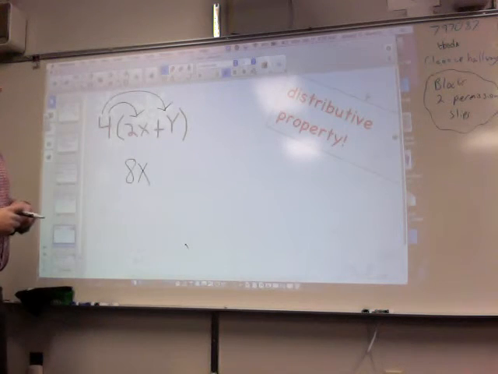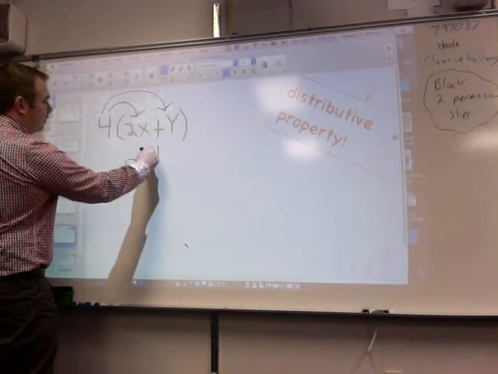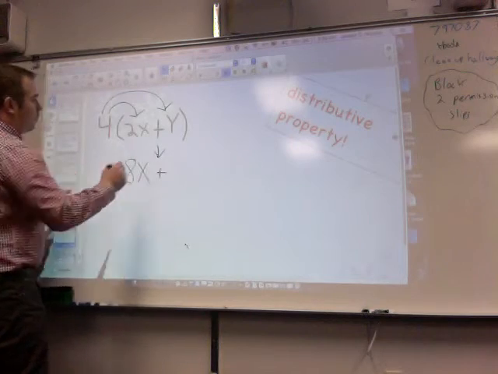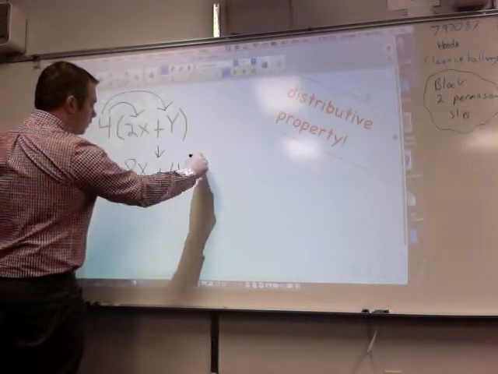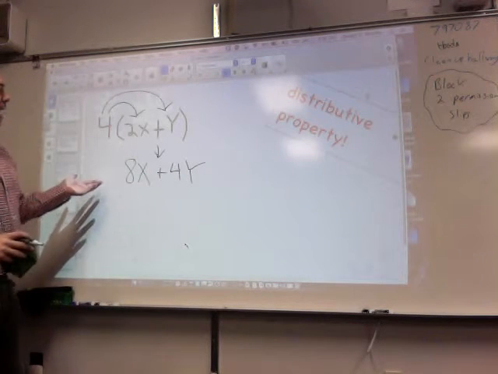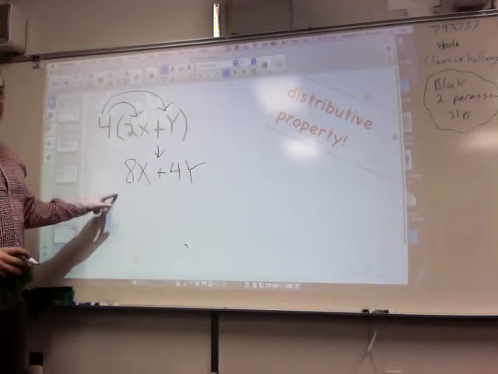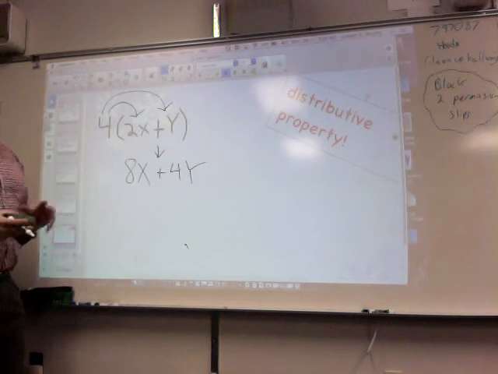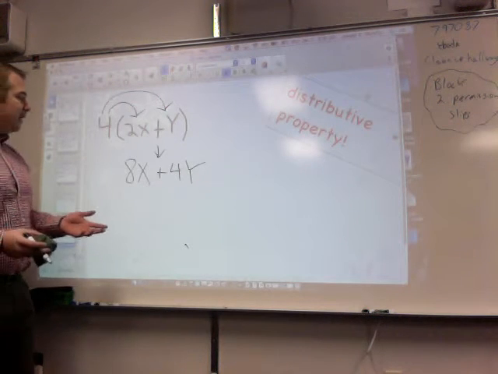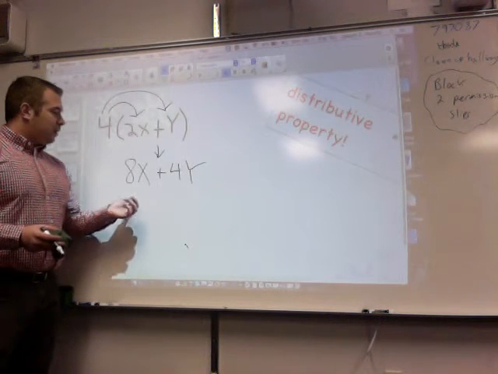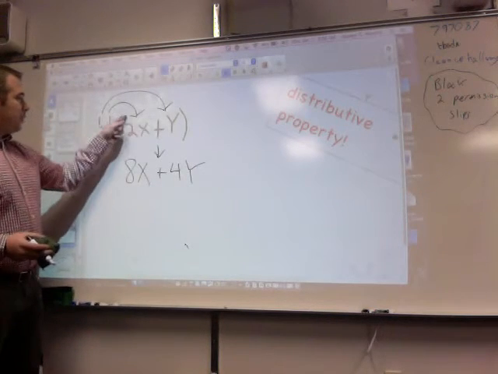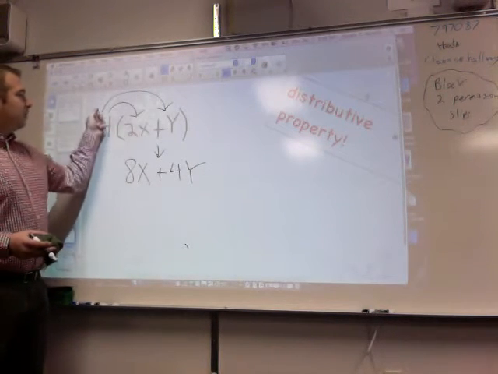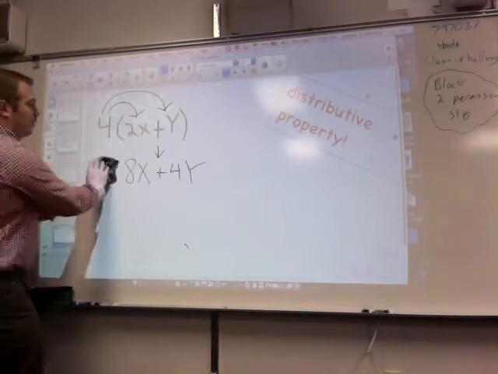And what's 4 times y? I have to bring my addition sign down as well. What's 4 times y? It's just 4y. Okay, so now I've just distributed, and I have 8x plus 4y. And I'm all set. I'm all done with that one. That's as far as I can go because there's no more like terms. X and y are different. All right, I just distributed that 4 to the 2x and distributed that 4 to the y.